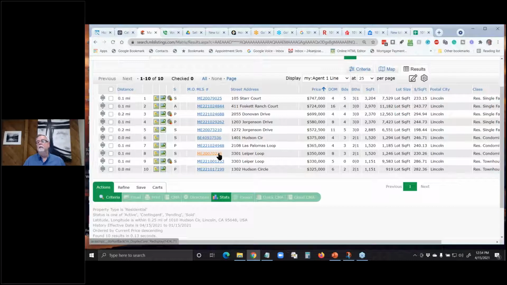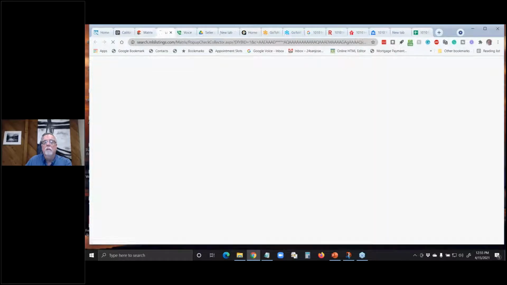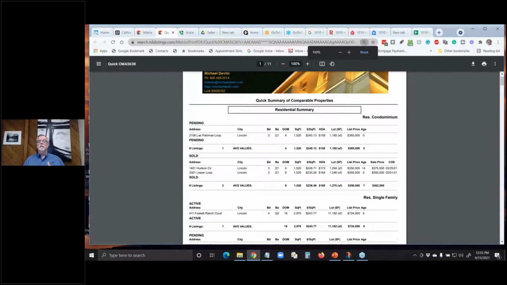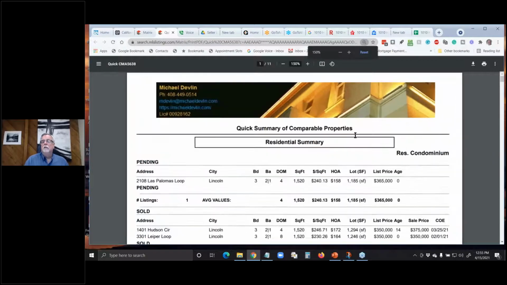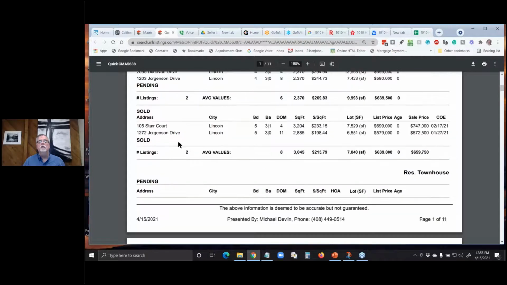We may not. But some of these are way bigger and some of them are way smaller, but what I'm probably going to do just for fun is click on all of these and click on Quick CMA. And what the Quick CMA is going to do is give me a somewhat instant view of what's active, pending, and the number I'm really looking for is there's only been 2 sales, and they sold for an average of $215 a square foot.